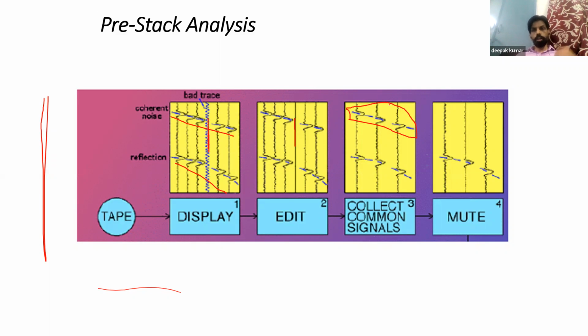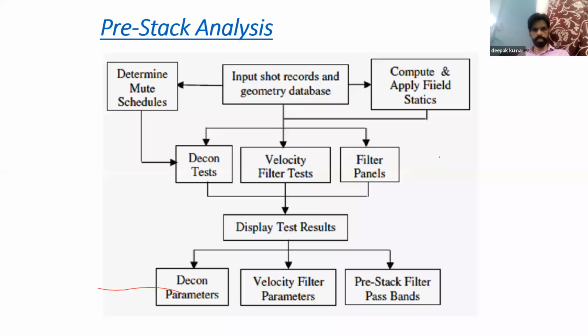We can also apply bottom mute to remove multiples. We can apply surgical mute to remove ground roll or any kind of dead traces in between because of one bad reflector. After applying mute and trace killing, we are left with the reflection data only, and that can be used for further processing. This is all pre-stack analysis. I have already discussed this.